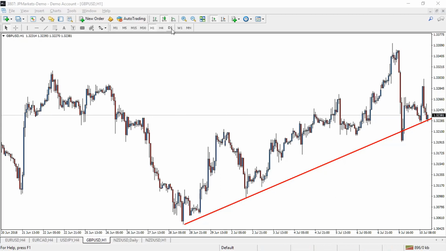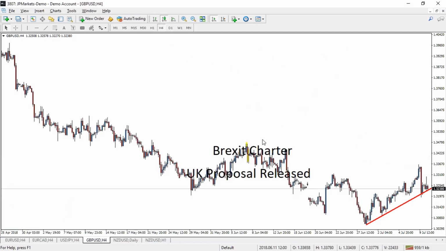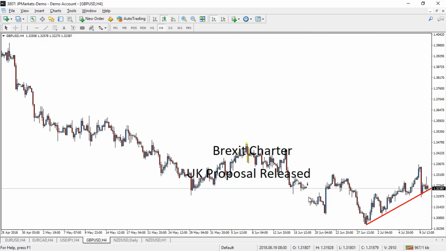Now, a few days ago, I was looking at this big downtrend coming down. In one of the previous videos, we even used the Brexit Charter and the UK proposal released as an example of how big news events can change the market. And we saw a massive change over the weekend here, which is quite a big gap for a weekend. You don't often see such a big one. It's usually quite a bit smaller.